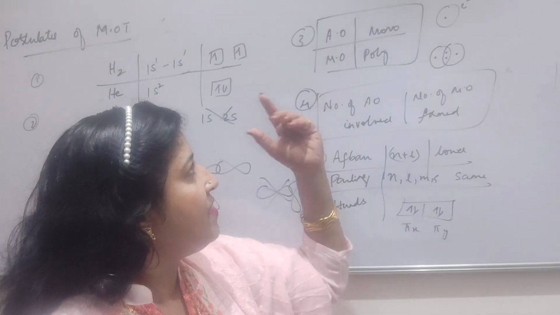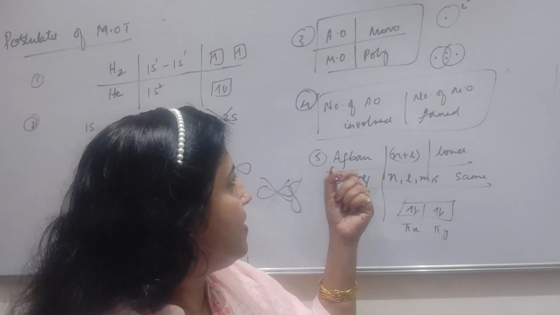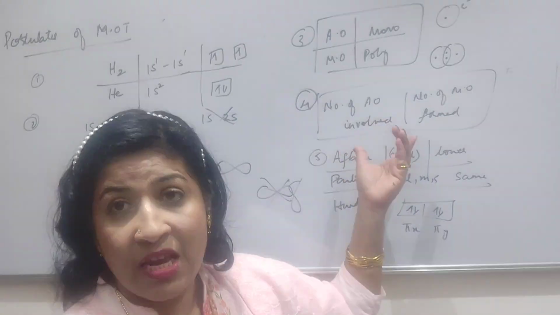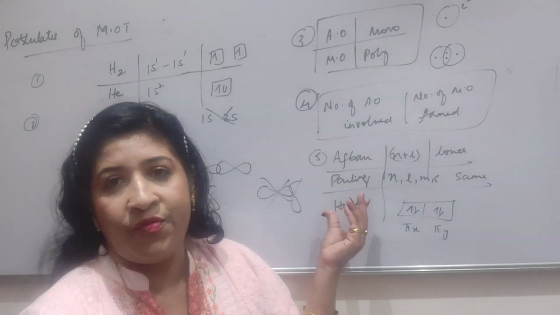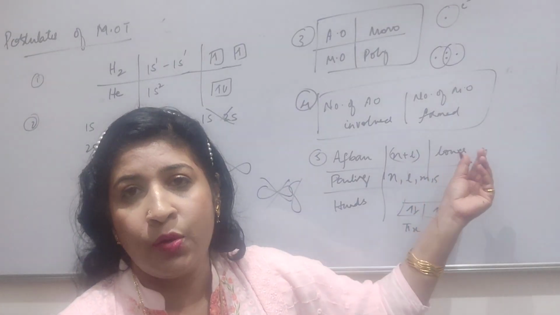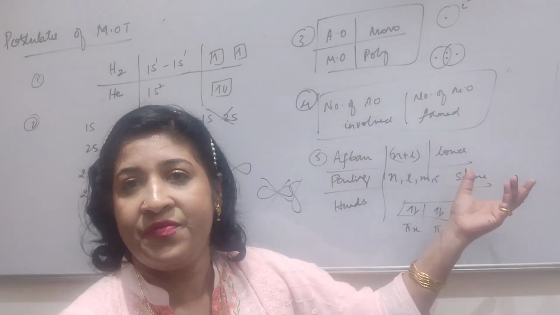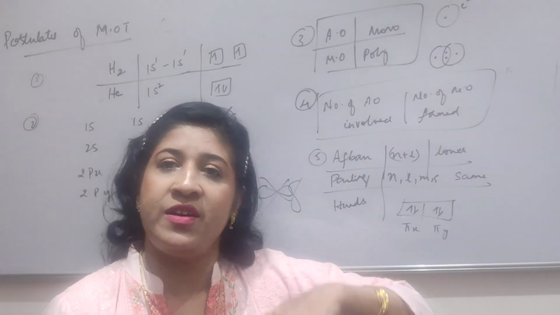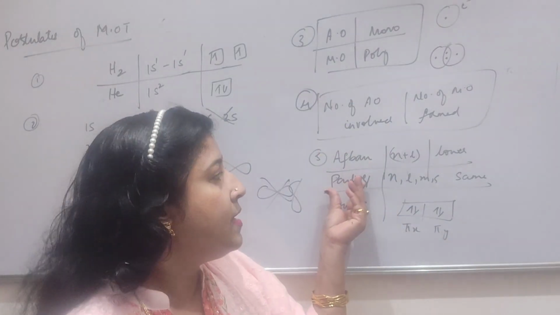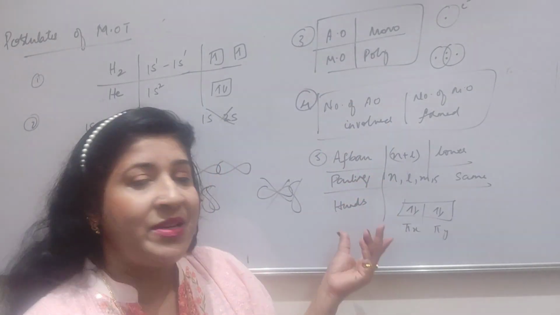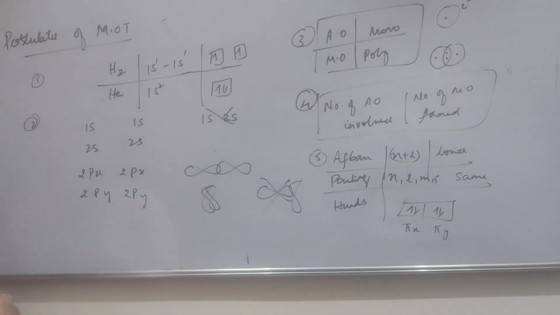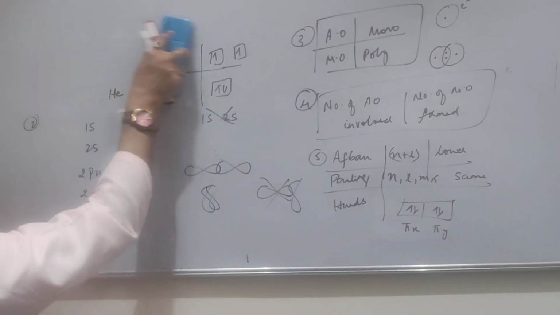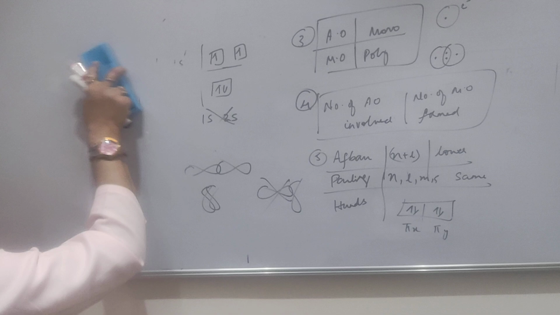Atomic orbitals are monocentric in nature, molecular orbitals are polycentric in nature. The number of atomic orbitals involved is always equal to the number of molecular orbitals formed. They follow the Aufbau principle, following the n plus l rule. Lower energy is filled first, so the bonding molecular orbital is filled first and then the antibonding molecular orbital. They follow the Pauli exclusion principle and Hund's rule of maximum multiplicity. So this was a quick theory on molecular orbital theory.